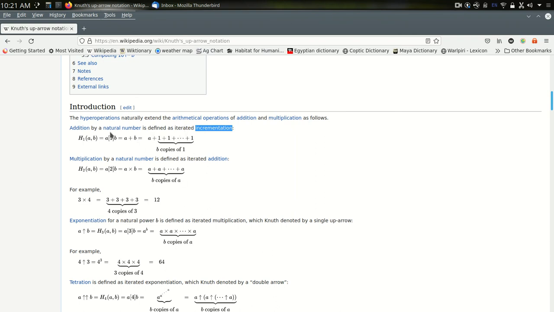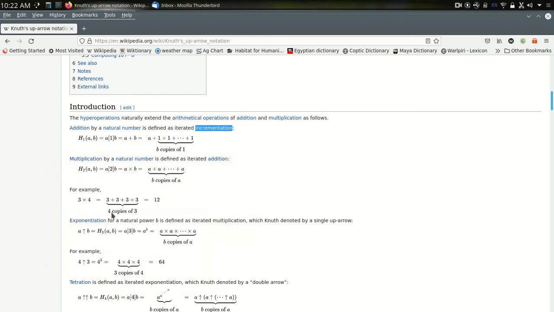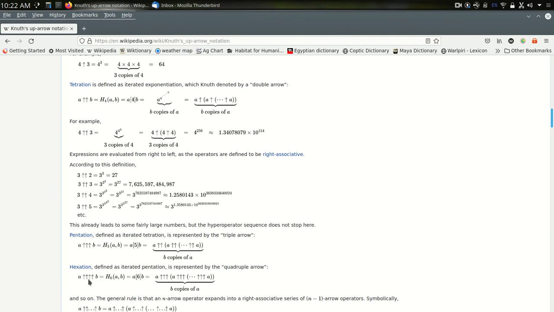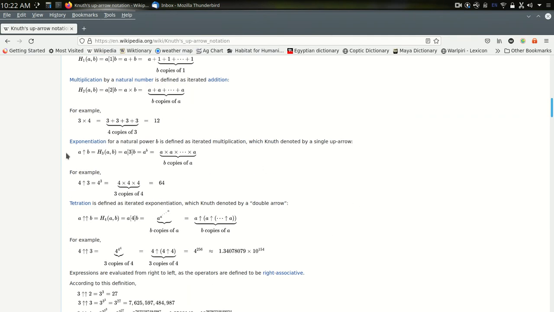Your original base operation is incrementation, right? When you iterate that, you get addition. When you iterate addition, you get multiplication. When you iterate that, you get exponentiation. When you iterate that, you get tetration. When you iterate that, you get pentation, right? Knuth's up arrow notation doesn't even kick in until exponentiation, right?